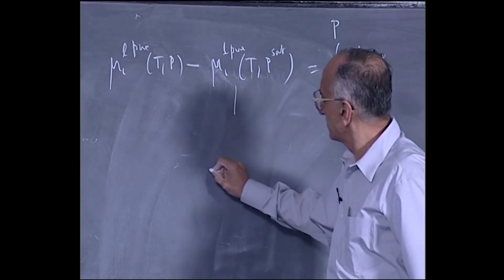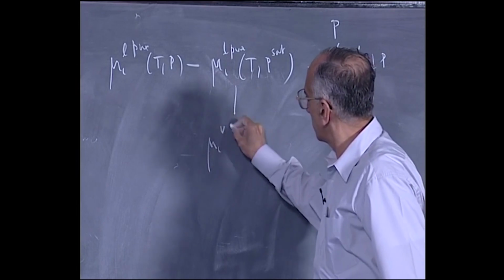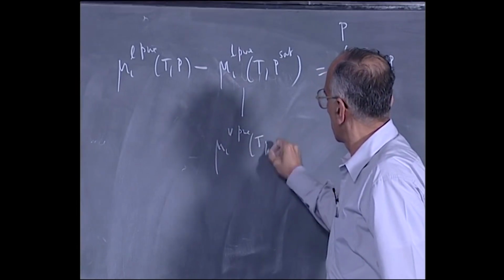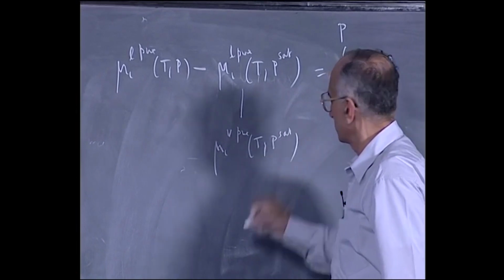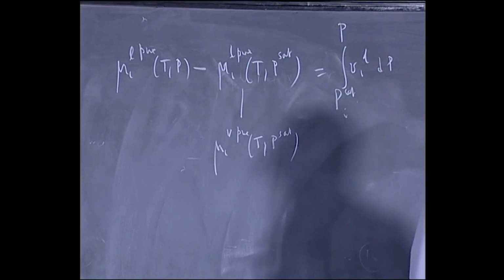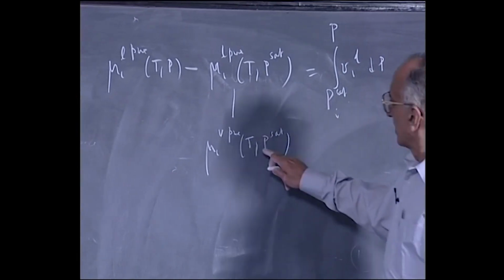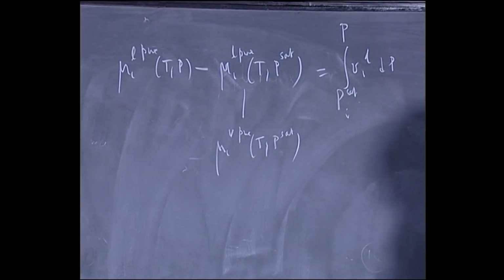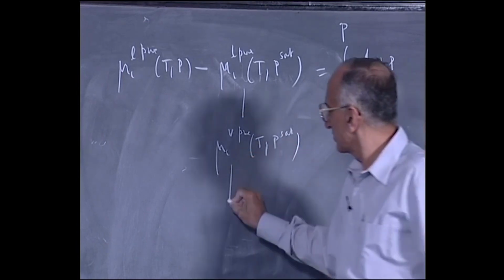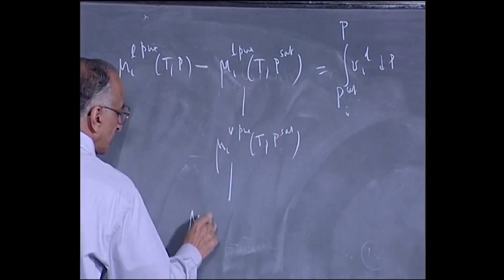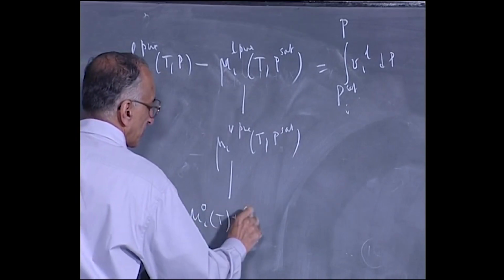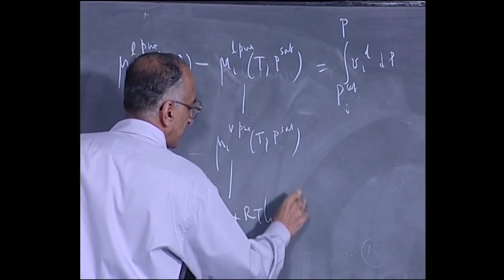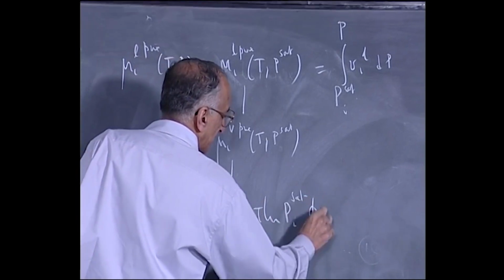But this is the same as mu I vapor pure at T and P saturation, because in the pure substance at this saturation pressure and temperature, the vapor and liquid are at equilibrium. And this is simply mu I 0 of T plus RT ln Pi saturation Phi saturation.